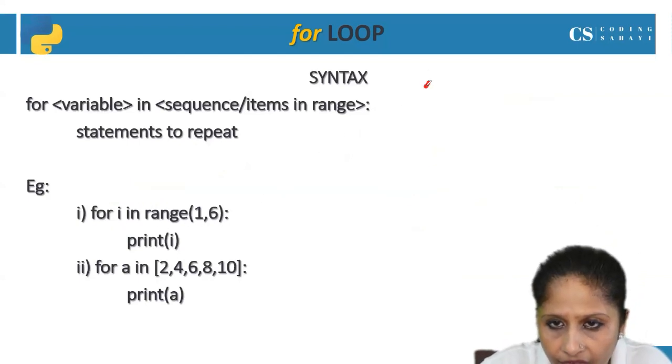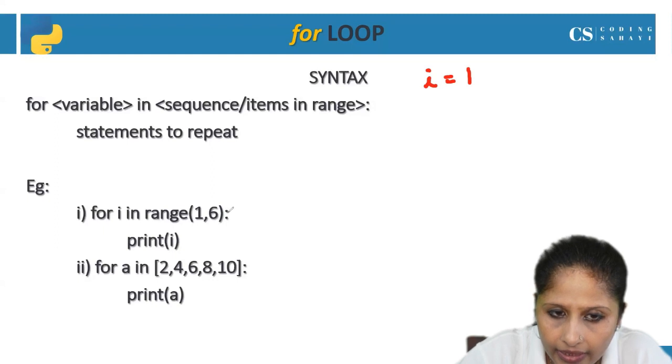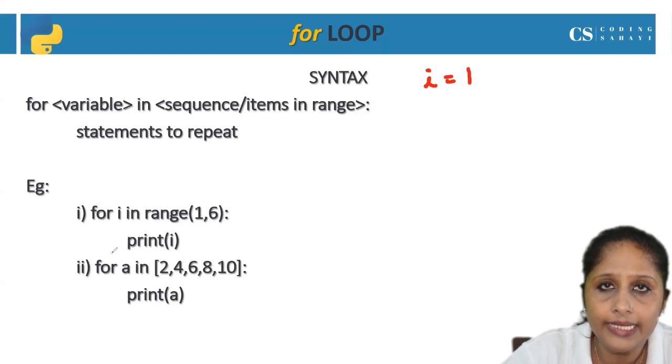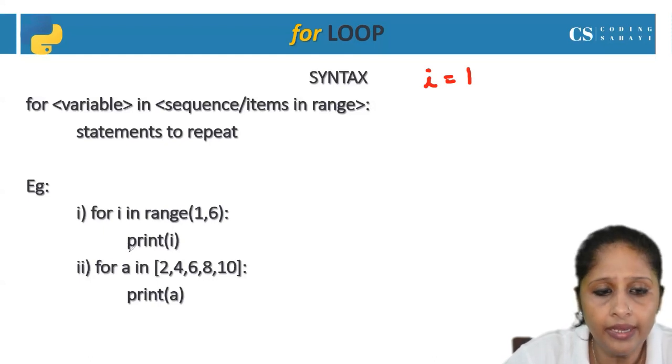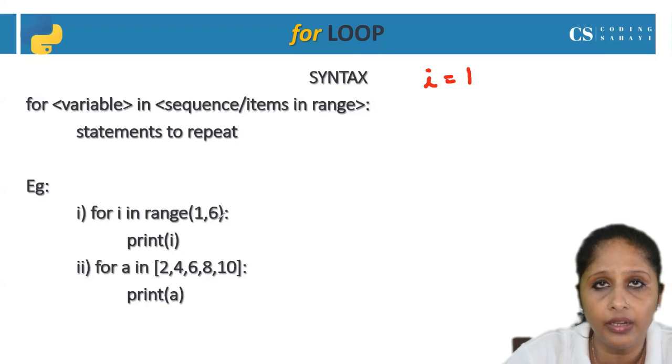That means the first value of I is 1, which is less than 6. So it comes to this line here, like our if condition. There is a colon at the end and it goes to the next line, that is, indentation is there. Then the set of statements under this one will be executed. Here you have to remember one thing: the I should be between 1 and 6.